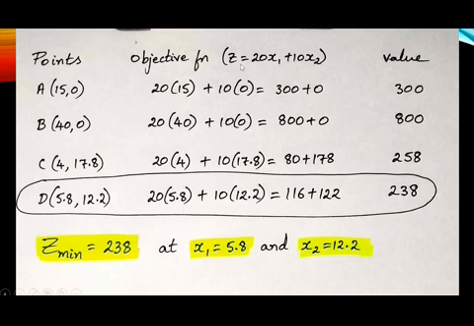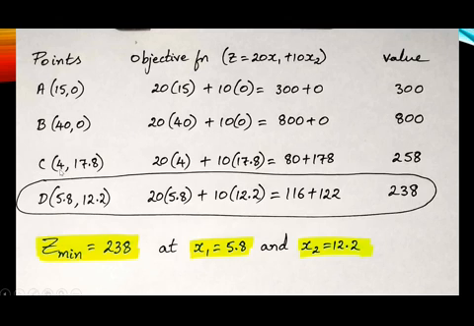Fine. The objective function was z equals 20x1 plus 10x2. So when I substitute these coordinates in the objective function, for A it becomes 20 into 15 plus 10 into 0, which will be 300 plus 0. So 300 plus 0 is 300. I write it in the value column. Now B is 40, 0. So when I substitute it in the objective function, 20 into 40 plus 10 into 0, I get 800 plus 0. So the value written in the value column is 800.